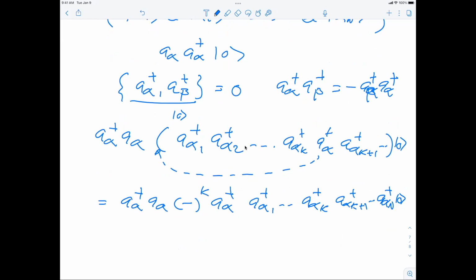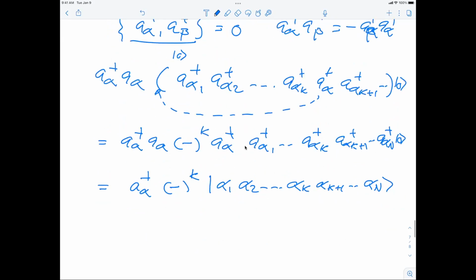So this is now going to give me a new state. When I look at this, this is going to have an a_alpha dagger multiplied with (-1)^k, and then I have alpha_1, alpha_2, alpha_k, alpha_{k+1} up to alpha_N. This is now a state which you see here is an N minus 1 particle state.